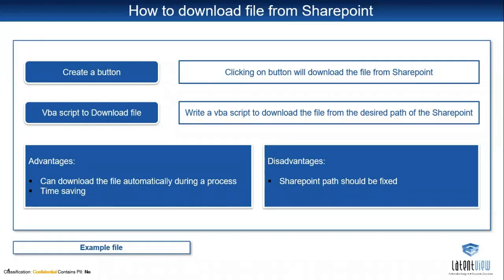Now let us see how to download a file from SharePoint. Downloading a file is as simple as uploading a file. The first step is to create a button. This button will help us start the process. And next is to write a VBA script. This script will help us download the file from the desired path of the SharePoint. Let's look into an example.